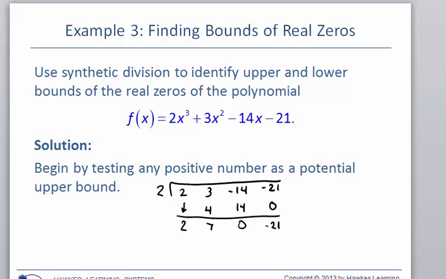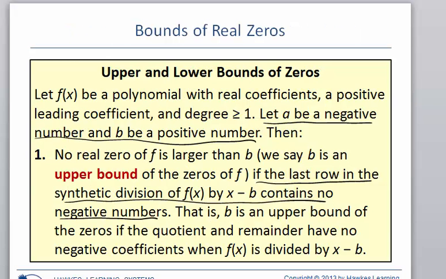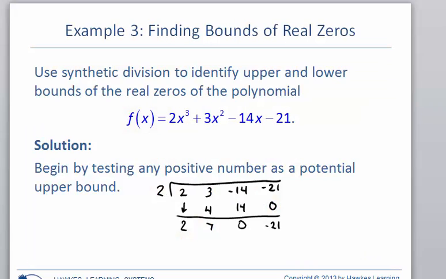So remember what our rule says. We're checking for an upper bound. And it says we have an upper bound if the last row in the synthetic division contains no negative numbers. Well, we do have a negative number in our last row. And so what this tells us is that 2 is not the upper bound, which means that there is a zero that is bigger than the 2, or at least there could be.